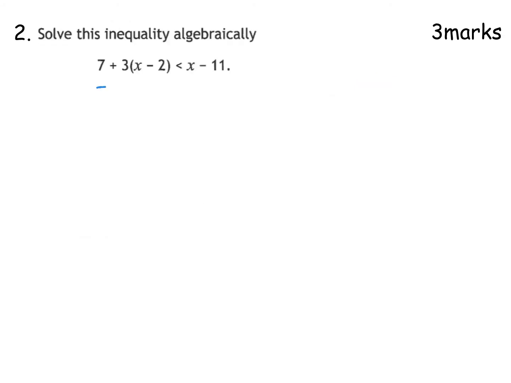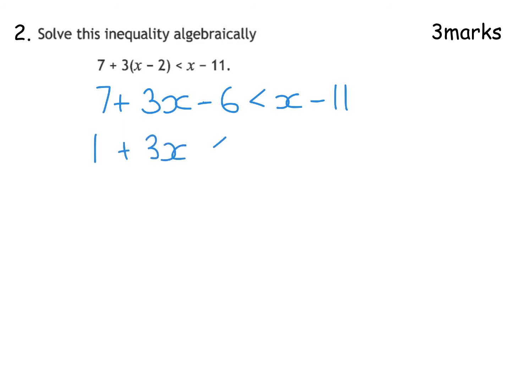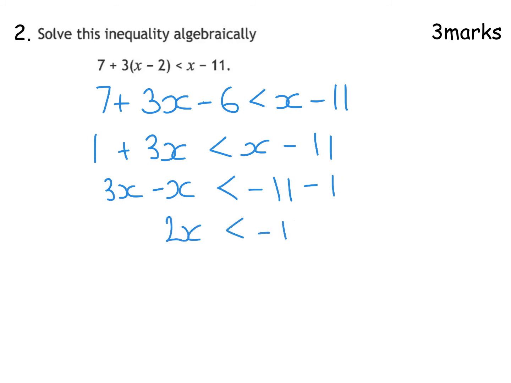Our next question is a little inequality. So first thing we're going to break that bracket. So you've got 7 plus 3x minus 6 is less than x minus 11. I'm just going to tidy up the left-hand side. 7 take away 6 is 1. So you've got 1 plus 3x on the left is less than x minus 11 on the right. I'm going to bring the letters to the left. So I've got 3x take away x is less than negative 11. Don't forget that minus was there. Take away 1. So you've got 2x is less than negative 12.